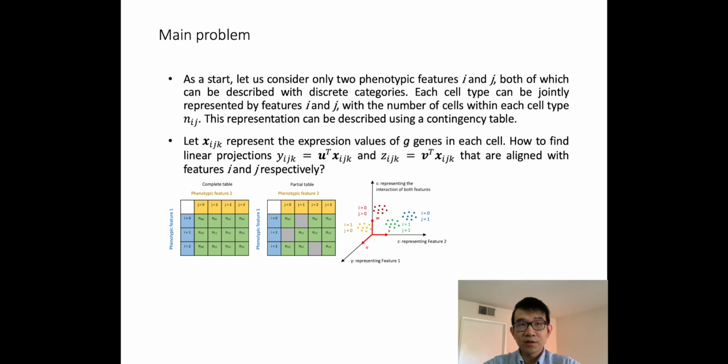As a start, let's consider only two phenotypic features, I and J, both of which can be described with discrete categories. Each cell type can be jointly represented by features I and J, and the number of cells within each cell type is Nij. This representation can be described using a contingency table. Note here that we allow this table to be partial. Given gene expressions of each cell type, how to find linear projections that align with features I and J respectively?